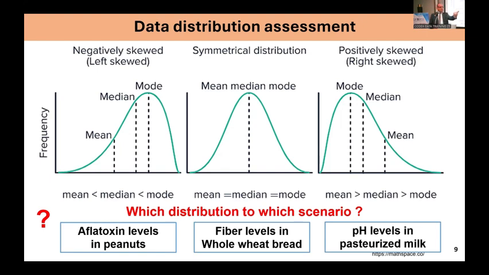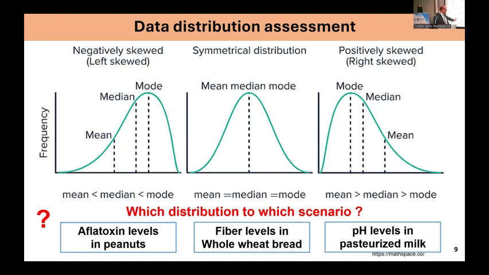Okay. Can you please tell us why you don't agree? I don't know. I thought that the pH levels in pasteurized milk was the middle one. Okay. So the pasteurized milk is the middle one. So you don't agree that aflatoxin level in peanuts is in the symmetrical one? I believe it's very hard to get an even distribution for something like that. Okay. Do you agree? So let's come back.